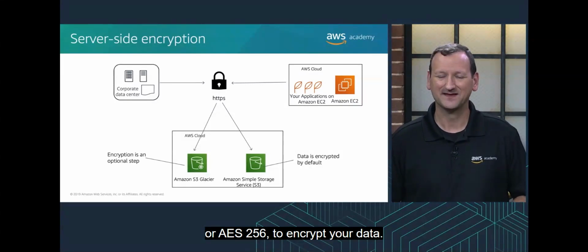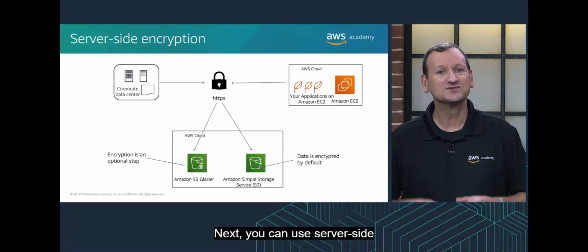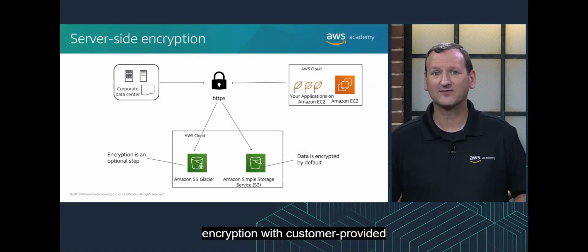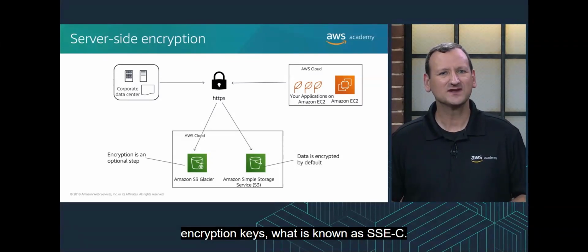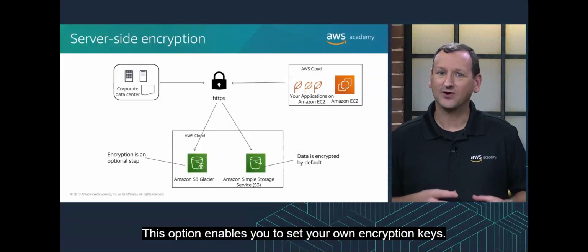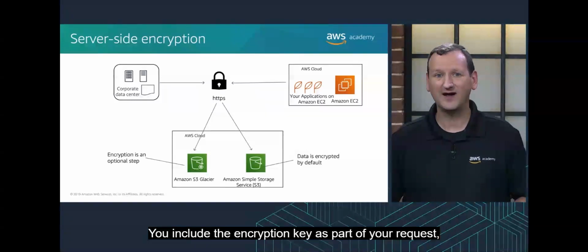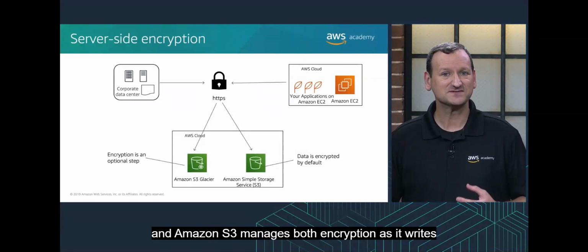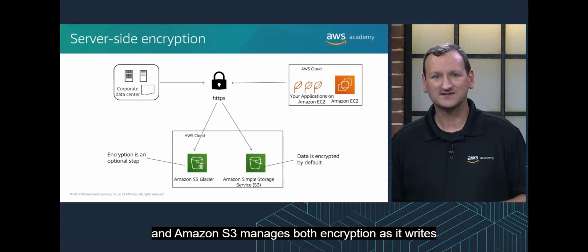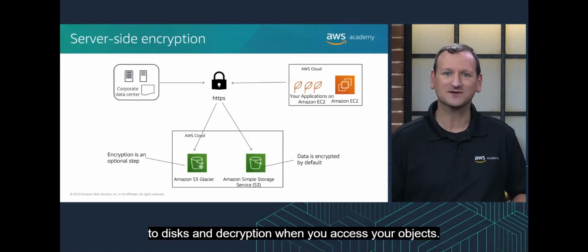Next, you can use server-side encryption with customer-provided encryption keys, what is known as SSE-C. This option enables you to set your own encryption keys. You include the encryption key as part of your request, and Amazon S3 manages both encryption as it writes to disks and decryption when you access your objects.